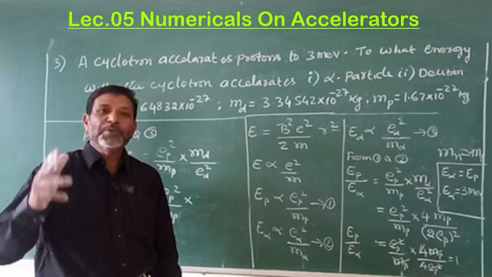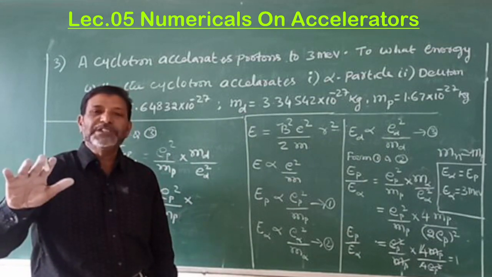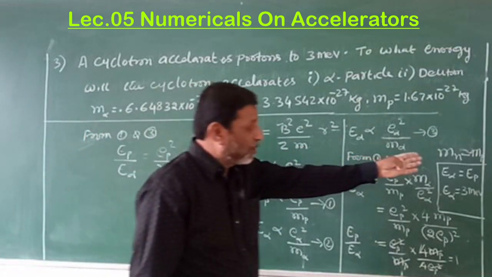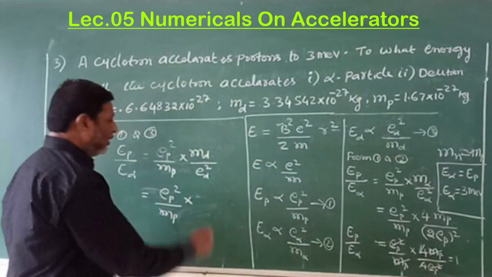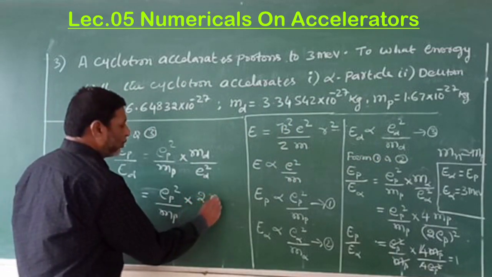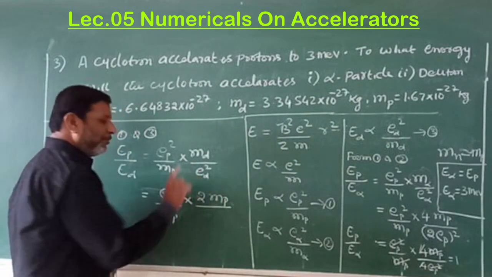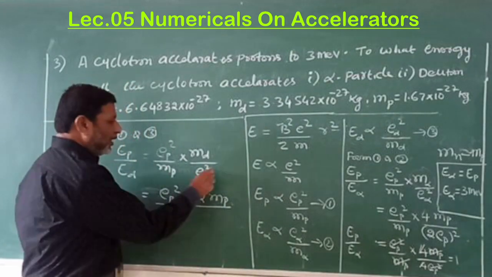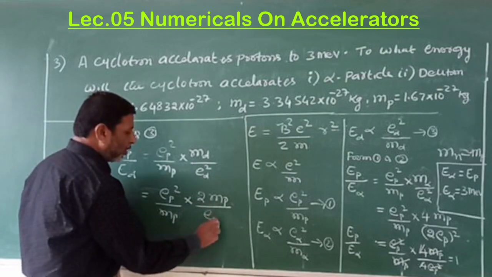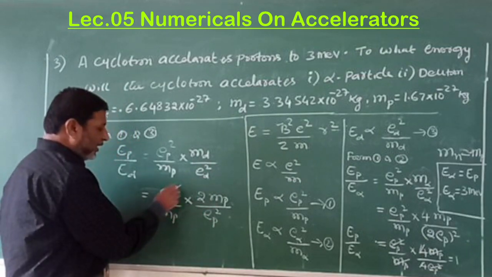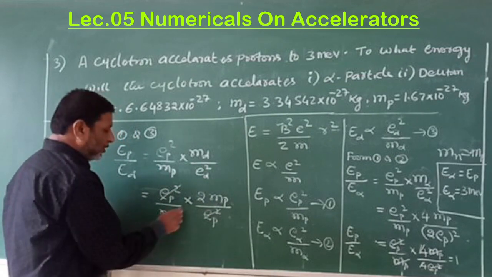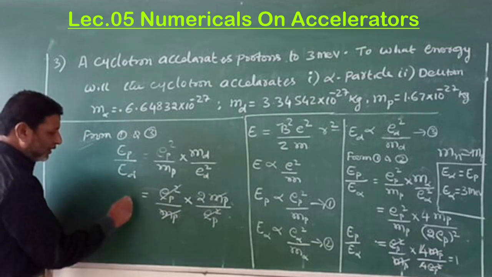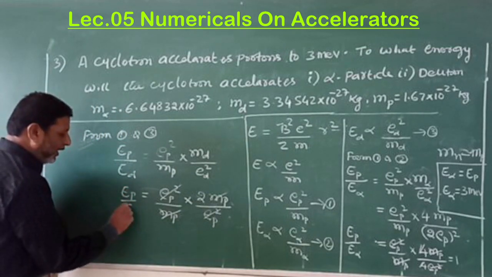It has one proton plus a neutron, so it is almost 2, because the mass of the neutron is approximately equal to the mass of the proton. It is as good as 2 times the mass of the proton, divided by the charge, and the deuteron is also having one proton. Therefore, the charge of the deuteron is equal to the charge of the proton. Now this and this will get cancelled, and this is the value of EP divided by ED.